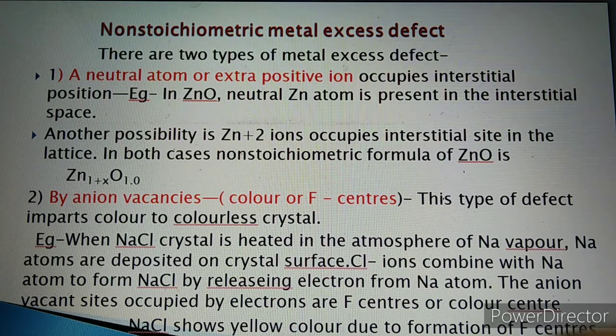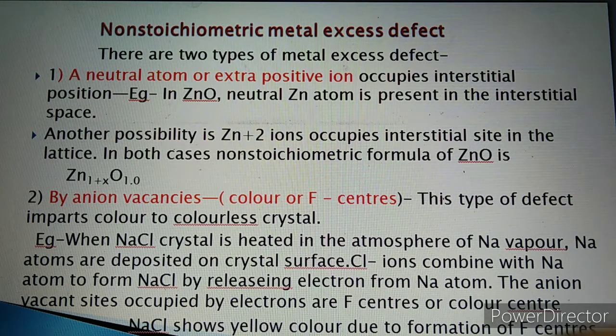And an MCQ will be there: why is NaCl showing yellow color? The reason is the formation of F centers, because of the anion vacancies. So this is the next type of non-stoichiometric metal defect. We learned two main points in this. First, when neutral atoms or extra positive ions are added. Second, when negative ions are involved, that is anion vacancies or F centers. These two are the metal excess defects under non-stoichiometric defects.